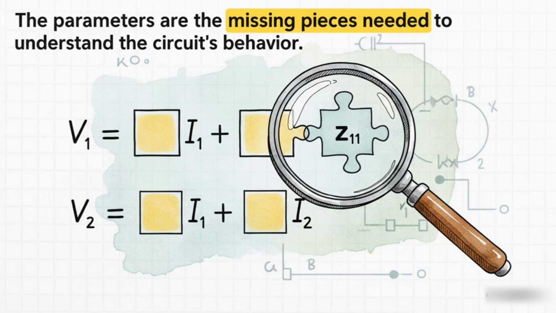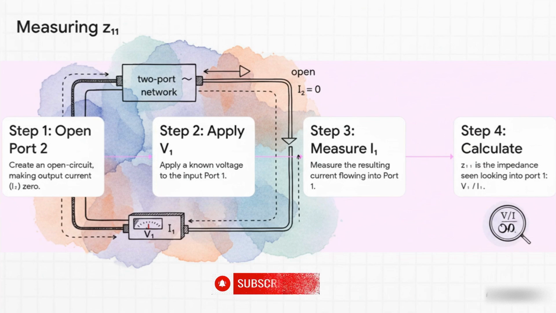They're the numbers, the coefficients that link our four variables together in a nice, clean set of equations. For example, one parameter tells you exactly how much the input voltage changes when you change the input current. If you can find these parameters, you've basically written the instruction manual for the black box. You've cracked the code. So how do we find them? It's actually way easier than it sounds. Let's try to find one of the so-called impedance parameters, Z11.